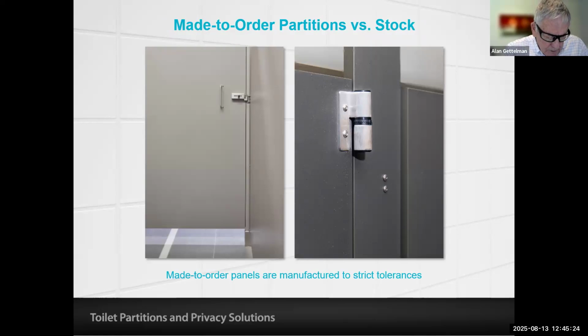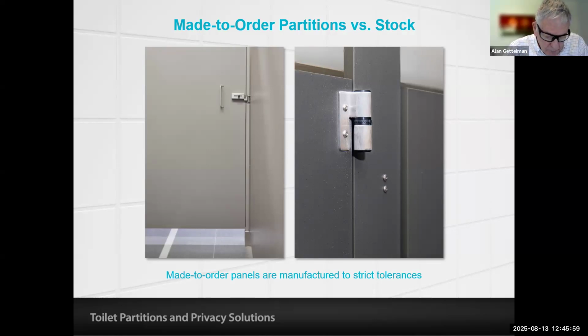Some privacy toilet partitions are made to order by the manufacturer, while others are stock size components. Because precision is critical when it comes to features like no sightline doors, it's important that each component is manufactured to strict tolerances. With stock door and style sizes, builders tend to compensate for discrepancies between the plans and the actual room dimensions that are available by increasing gaps at the sides of the doors and the styles.